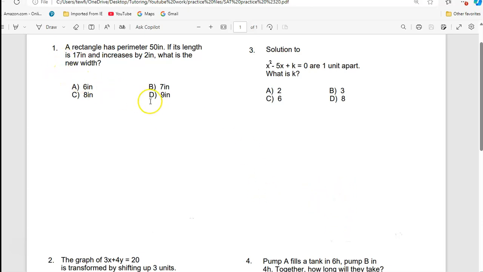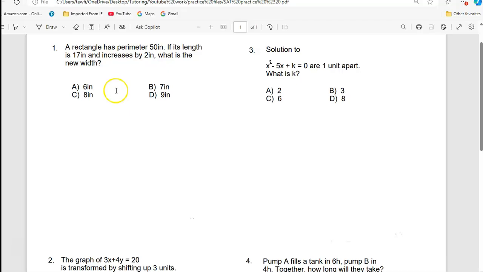Alright, let's go over these problems. The first one here: a rectangle has perimeter 50 inches. If its length is 17 inches and increased by 2 inches, what is the new width?